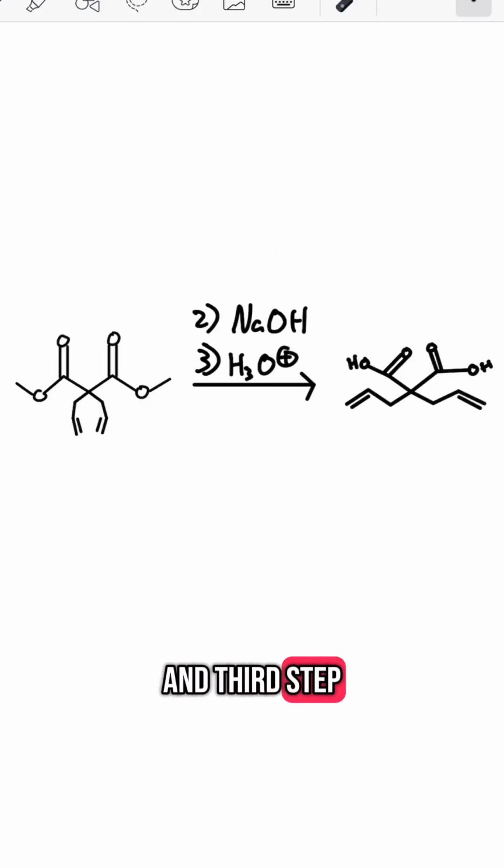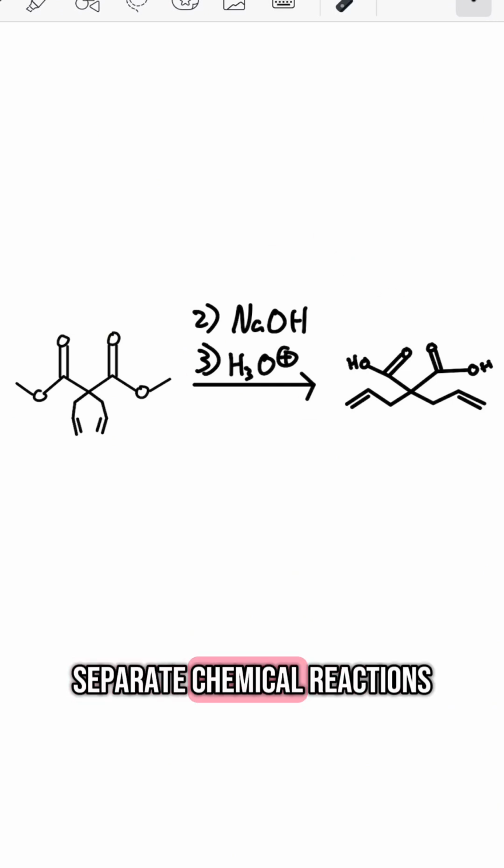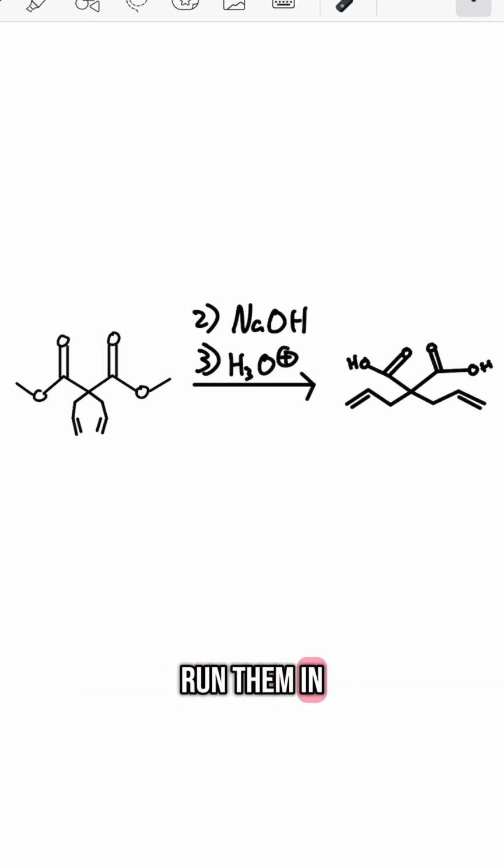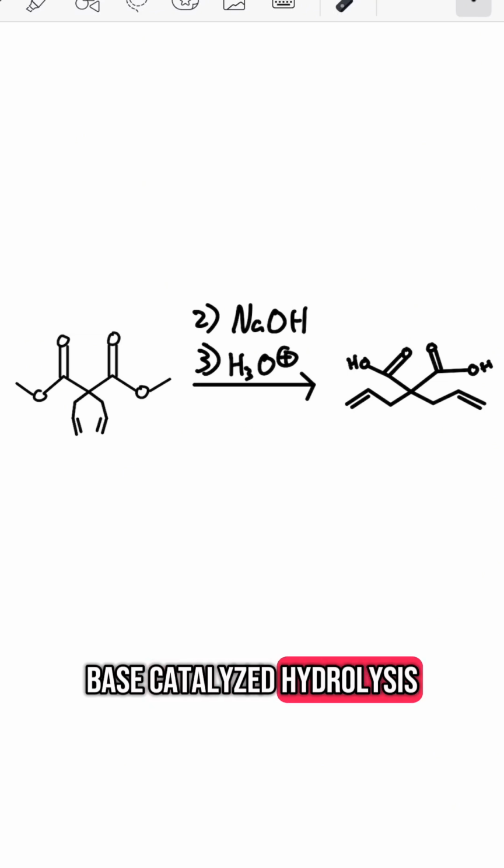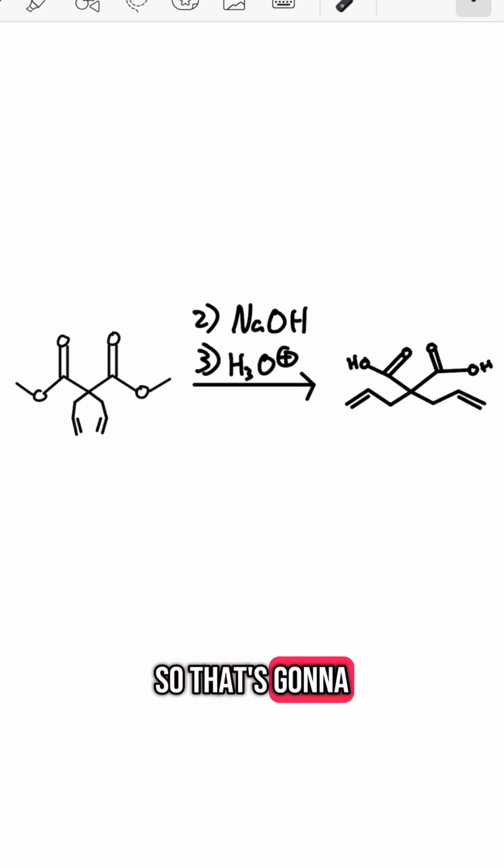The second and third steps are two separate chemical reactions, but when you run them in the lab, it's kind of part of the same whole thing. So we have our diester diene right here, and we're going to expose it to sodium hydroxide. That's basic conditions. I didn't specify a solvent here because you could use a couple of different solvents. But what that is going to do is cause a base-catalyzed hydrolysis. So that's going to kick off these methoxide groups, and we're going to hydrolyze that ester.